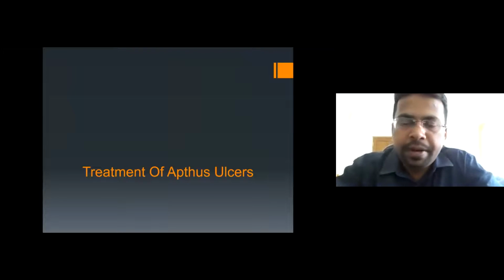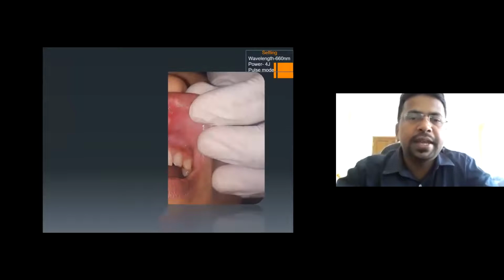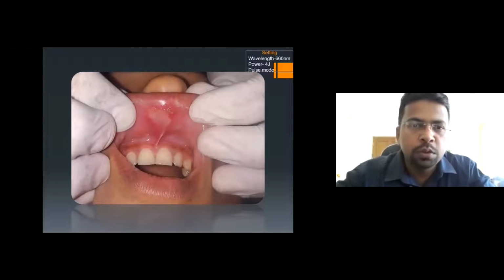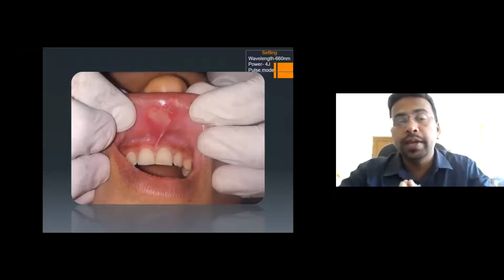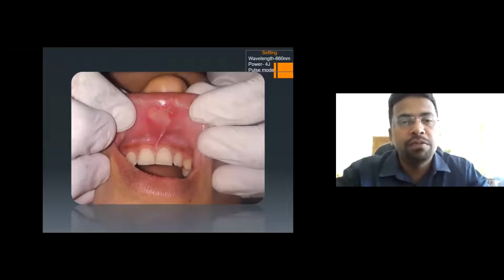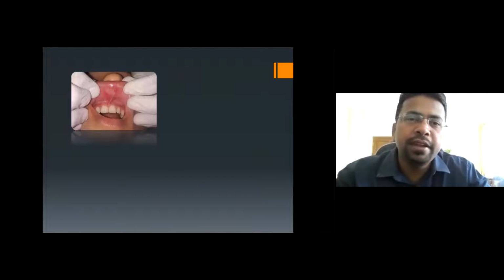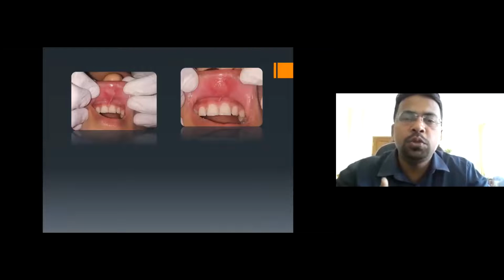Now, the treatment of aphthous ulcer can be done with the help of lasers. This ulcer is almost 12 to 15 millimeter in diameter. Such an ulcer takes a lot of time to heal on its own or with the help of medication. But with the help of lasers, you can reduce the pain of the patient and speed up the healing of the ulcer. So this is a pre-operative photograph. This is an immediate post-operative photograph after a single setting of lasers.